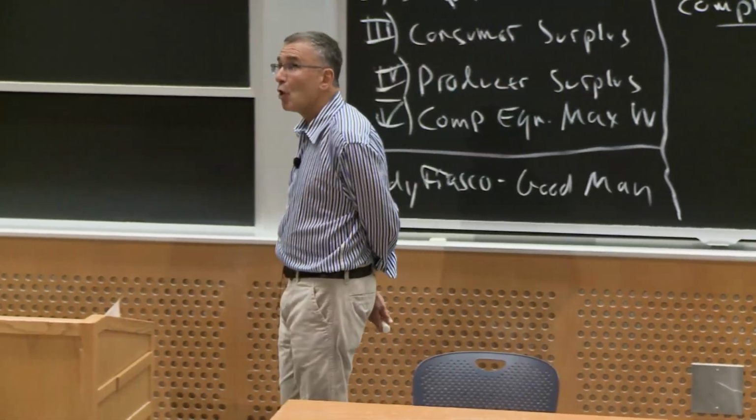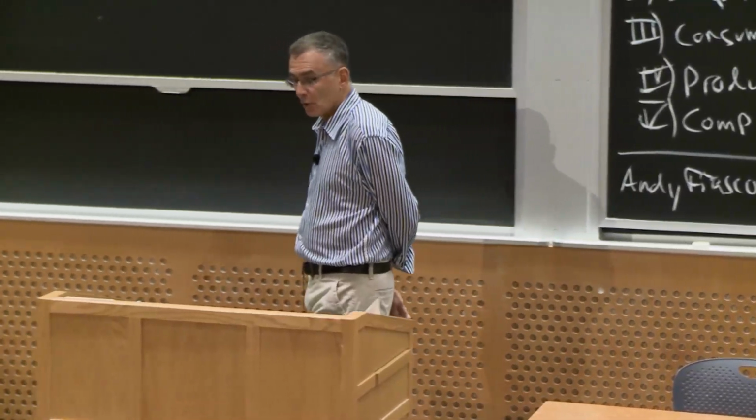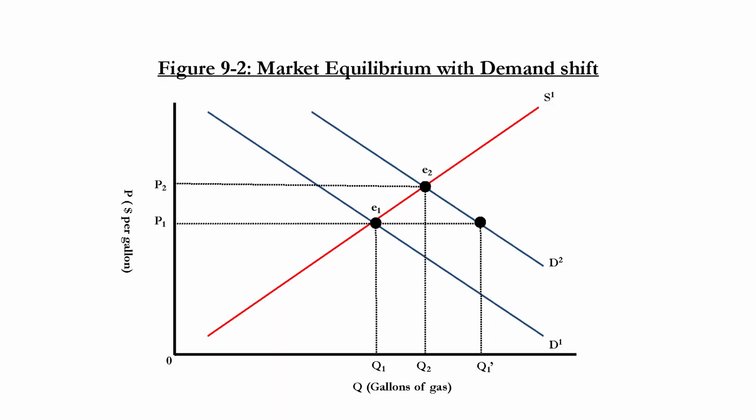So what happens? Well, the market equilibrates. What happens is you slide up the supply curve from point E1 to point E2.